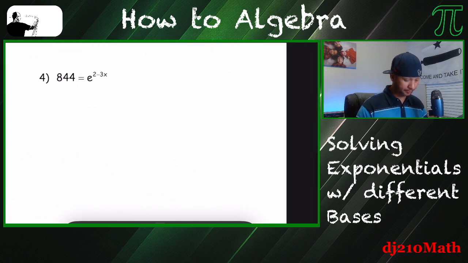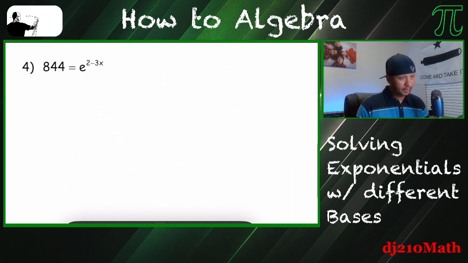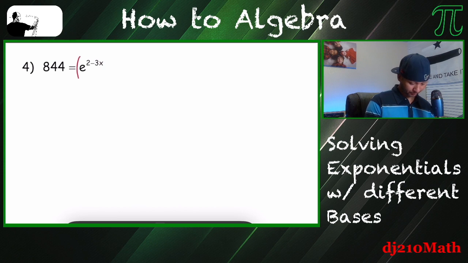All right, last example. Number 8. Here, the variable is in the exponent. 844 is equal to e to the 2 minus 3x. So the variable is definitely in the exponent. However, the base is slightly different. The base is e, which, don't let that stop us. Let's stick to the script. So I want to bring down the variable, so I take the natural log of both sides.